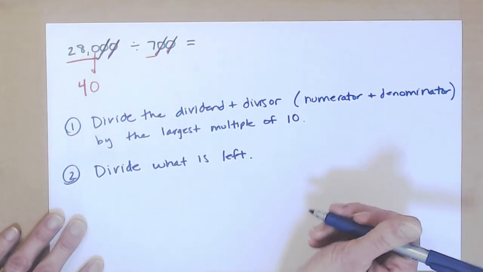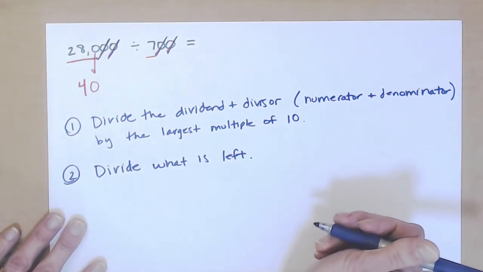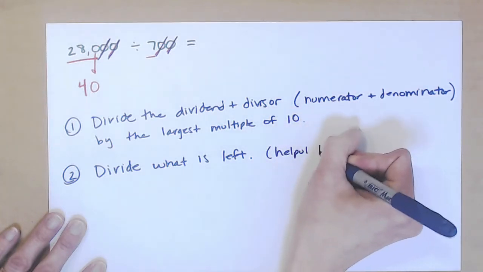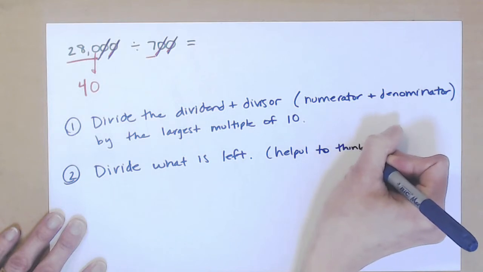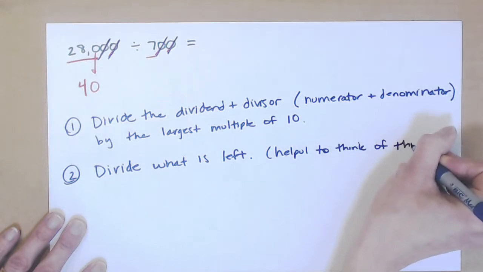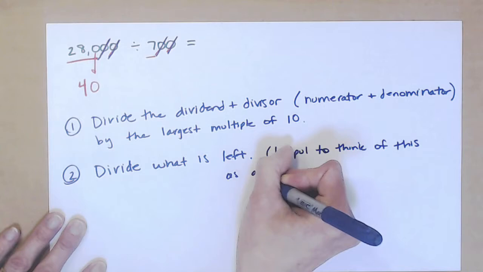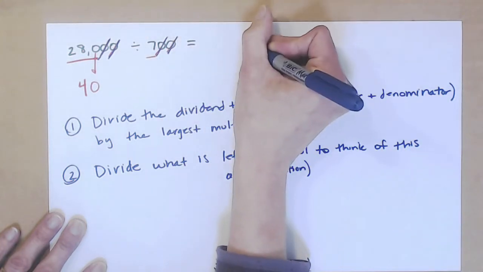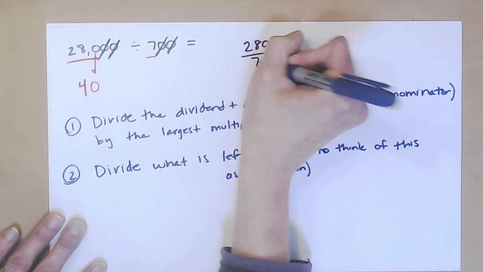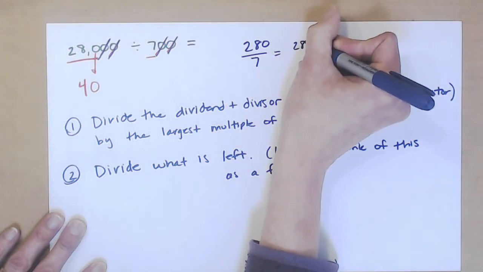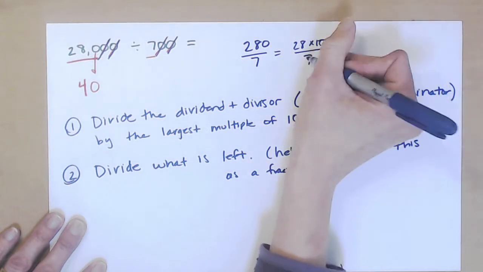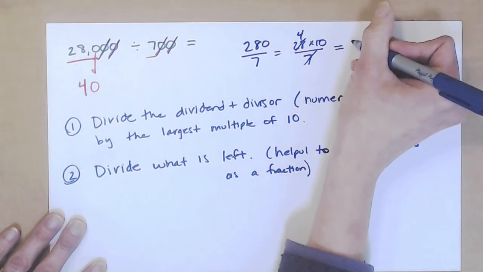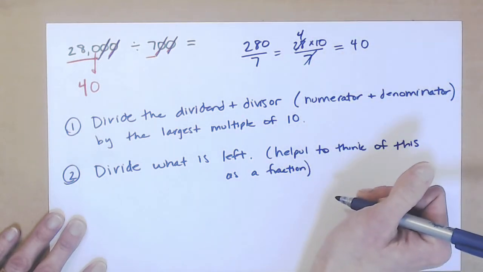And if you need to think of that as a fraction, it may be helpful to think of this as a fraction. It may or may not. You do what helps you. So you could up here think, oh, 280 divided by 7. Oh, that's just 28 times 10 divided by 7. And 7 goes into 28 4 times. My answer becomes 4 times 10, or 40.